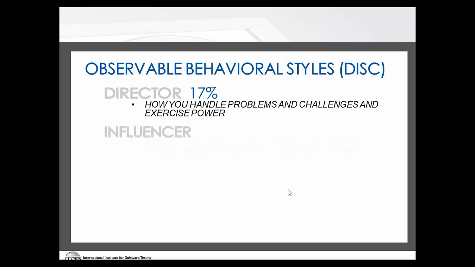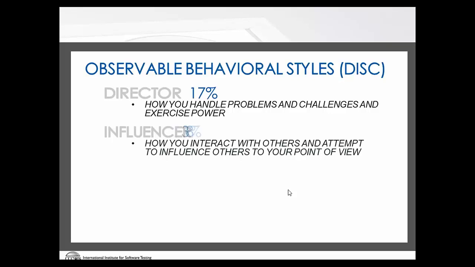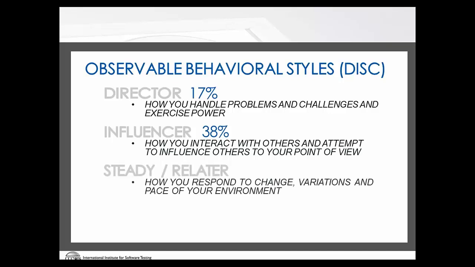Then we have the influencer, and this is about how you interact with others and attempt to influence others to your point of view. And that makes up 38%, which is a good portion of the population. Next we have the steady or the relator, and this is how you respond to change, variation, and the pace of the environment. That makes up 32%.